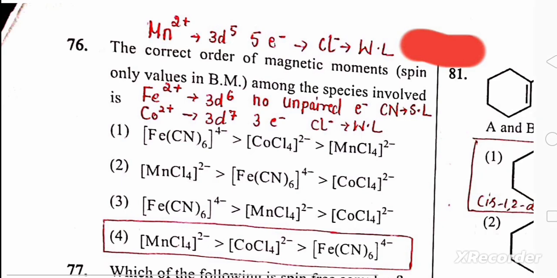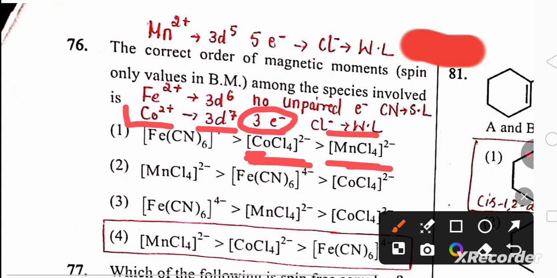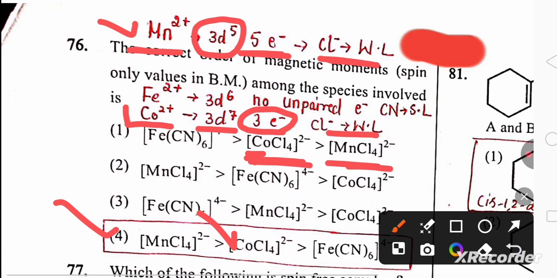Second, we have CoCl4 2 minus. In this, cobalt's oxidation state is Co2 plus. It is in 3d7 electronic configuration, and chlorine is a weak ligand. So in that case, you can find 3 unpaired electrons in cobalt. Whereas in MnCl4 2 minus, again chlorine is a weak ligand. Manganese will be in Mn2 plus oxidation state. It will have 3d5 electronic configuration, so you can find 5 unpaired electrons. So manganese will have the highest magnetic moment with 5 unpaired electrons, then cobalt with 3 unpaired electrons, then iron with 0 unpaired electrons. So option D is the right answer for this question.